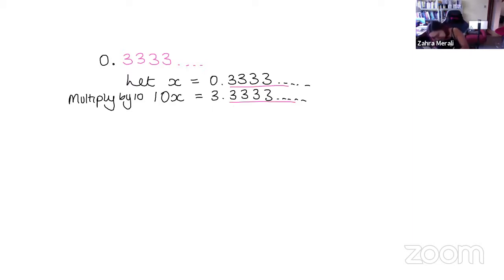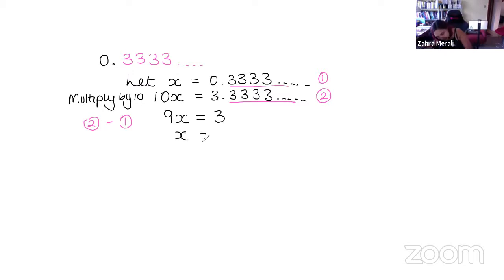So if I call this 1 and I call this 2, I can do 2 take away 1. So I want the bigger one take away the smaller one. And that will leave me with 10x minus x, which is 9x. And when I take away the other 2, those 0.333 bits all just cancel each other out. So all of this disappears and it just leaves me with 3.